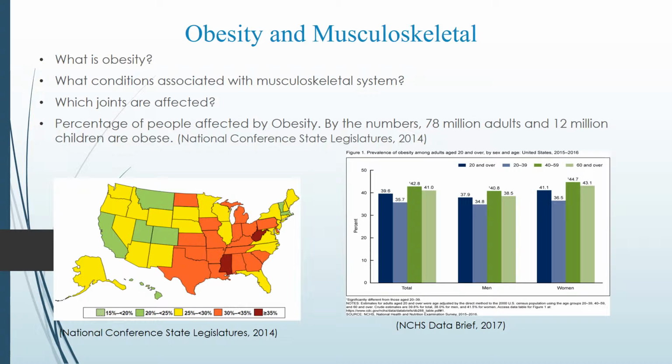78 million adults and 12 million children are obese, and this was according to the National Conference of State Legislatures in 2014. In the bottom right hand corner, I had put in, according to the NCHS data brief in 2017, just highlights of how much it had changed and how much it's affecting the population age 20 and over. It's also broken down by men and women, and if you notice, it goes all the way up to 60 and over.